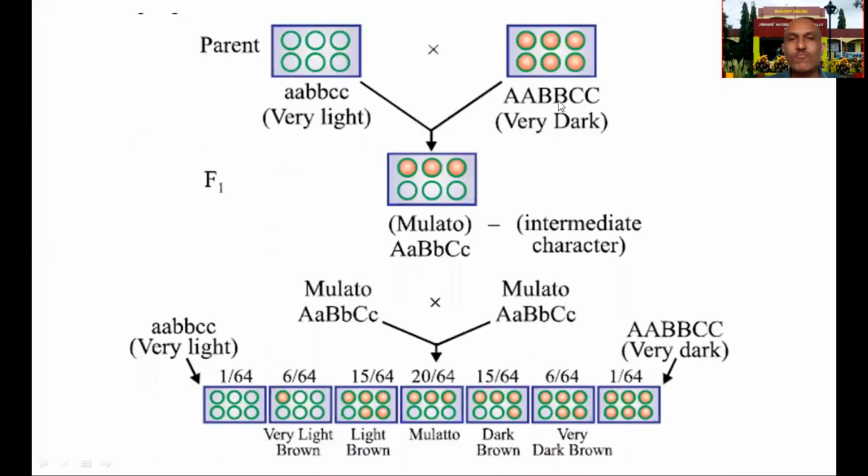Okay, very light parent, so very dark, now look here at the pairs, so this is the mulatto, an intermediate character. So if these mulattoes marry, look here, you will get 64 progeny out of this. Why 64 here? 1, 2, 3. If you take 3 pairs, you will get 8 types of gametes, and 8 into 8 is 64. Out of 64, 1 is very light and 1 very dark. But you see, very dark brown 6, dark brown 15, and mulattoes 20. Then light brown 15, very light brown 6 chances. So this is the F2 generation.